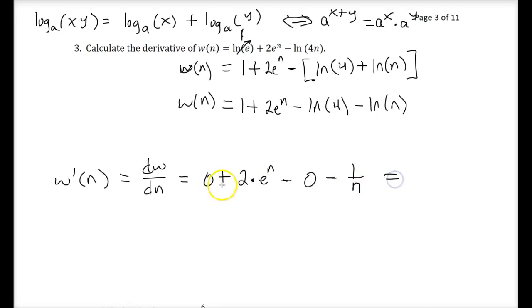And so now, once we simplify everything, we get 2 e raised to the n minus 1 over n. And that is what the derivative of this particular function is. To do this problem, you must remember your logarithm properties and your derivative properties, or your differentiation rules. Okay, let's move on to question 4.